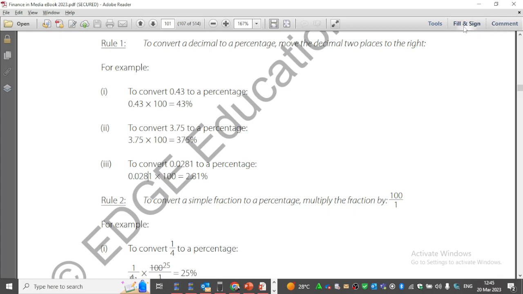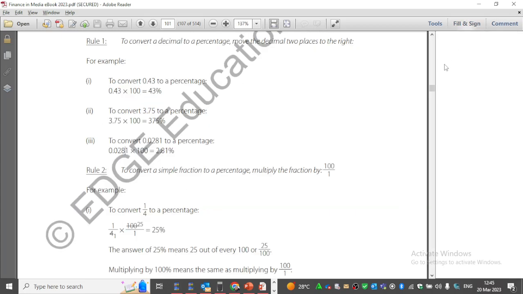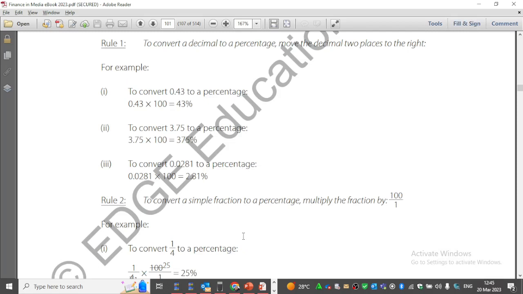So for example, I'm just going to write something like this, and then we're going to convert it into a decimal. Okay, this is a secured book, so I cannot actually write that.